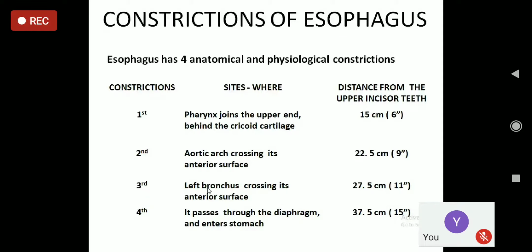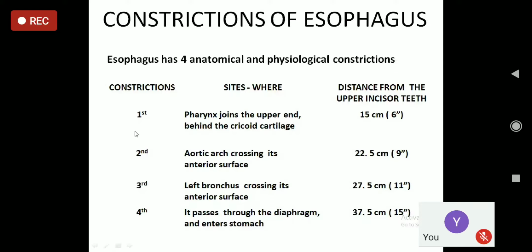We have studied the anterior relations of the thoracic part of the esophagus, one of which was the left principal bronchus. When the left principal bronchus crosses the anterior surface of the esophagus, the third normal constriction occurs, about 11 inches from the upper incisor teeth. Finally, the fourth constriction is where it passes through the esophageal hiatus of the diaphragm to enter the stomach, becoming the abdominal part of the esophagus, at 15 inches from the upper incisor teeth. Are you clear about this?